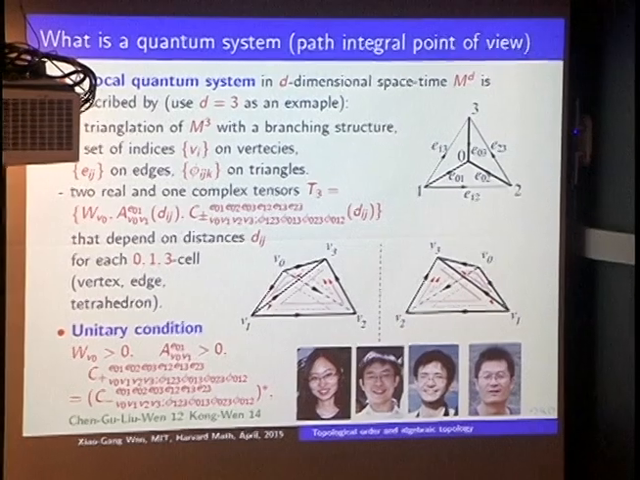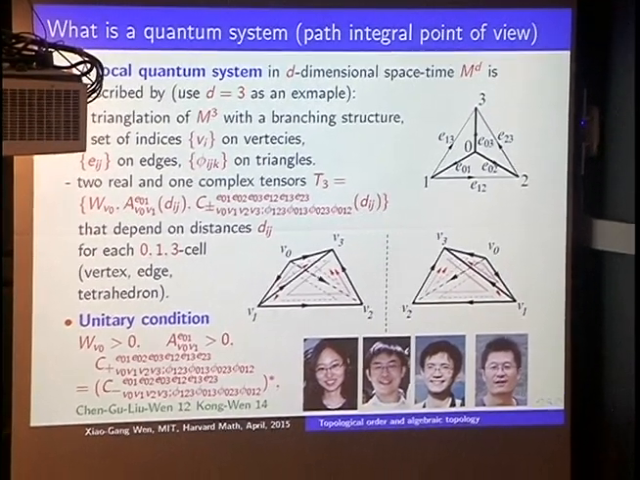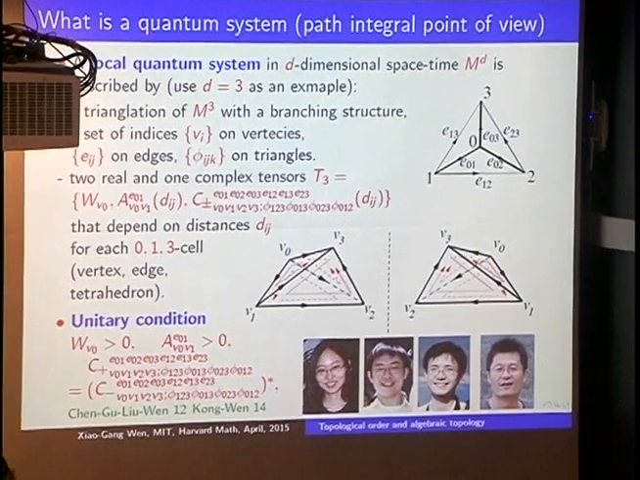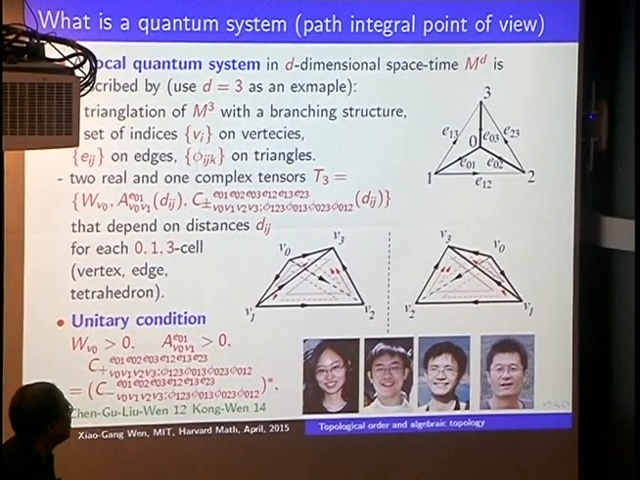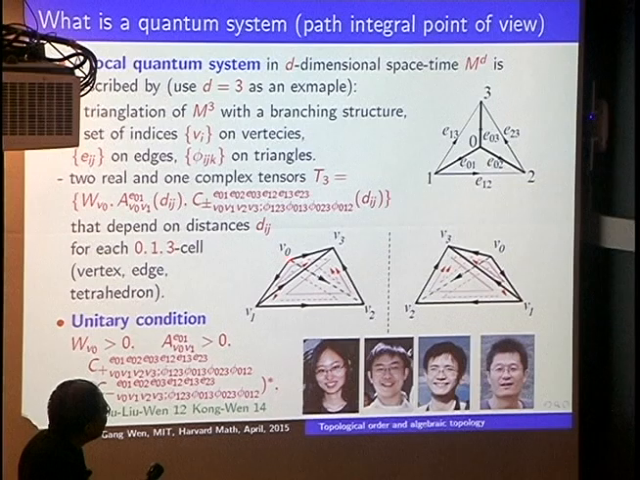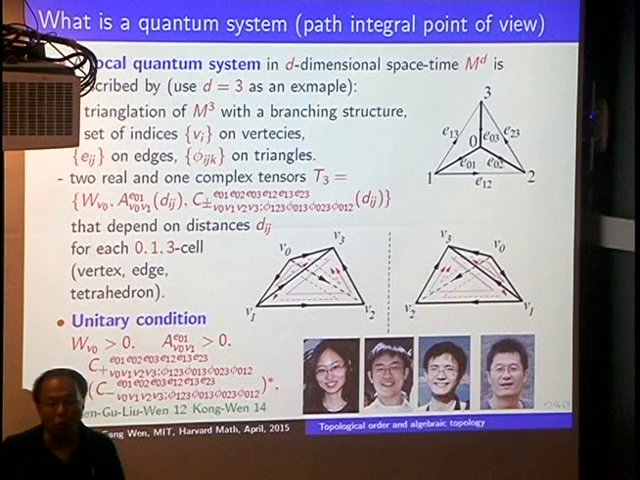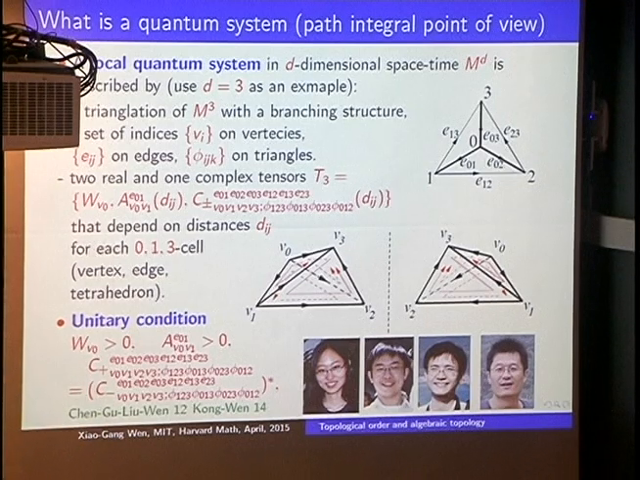So we have this assignment of arrows. Once you have this arrow assignment, you'll find all the vertices are ordered, because vertex 0 has 0 incoming edges, vertex 1 has 1 incoming edge, vertex 2 has 2 incoming edges, and vertex 3 has 3 incoming edges. So all the vertices are naturally ordered once you assign this kind of branching structure.